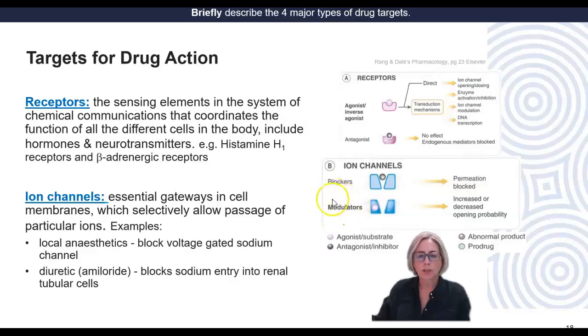You can also have these modulators, and a modulator in terms of a drug here is altering or adjusting the activity of this ion channel. Right, so there'll be either increased or decreased opening probability of an ion channel through the use of particular modulators.